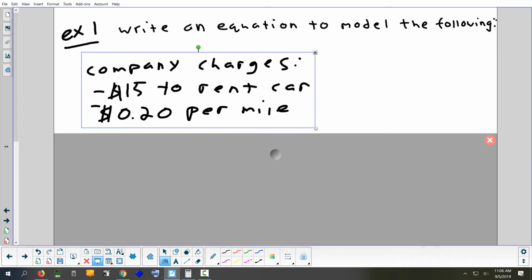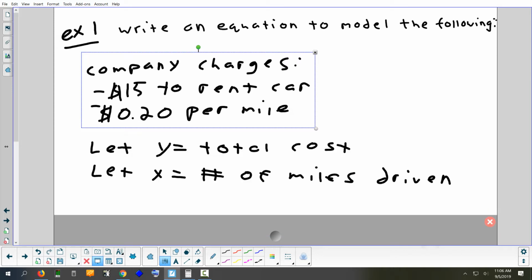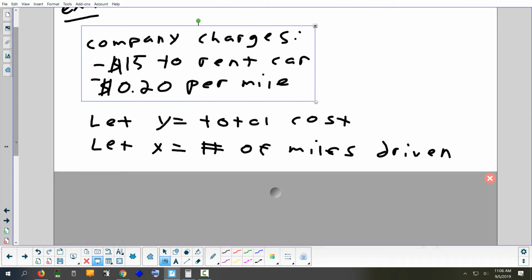How many miles you drive? How many cars you rent? So we're just going to rent one car. But how many miles we drive that car is something we don't know, and that's going to affect the final price, the cost. So we're going to let y equal the total cost and x equal the number of miles driven.